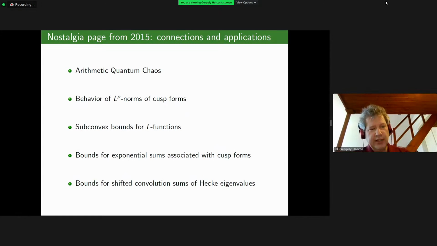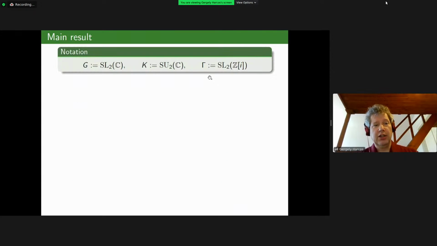And all these themes are interrelated. For example, in improving subconvexity bounds you often find yourself in need of sup-norm bounds and bounds for exponential sums and bounds for shifted convolution sums. And vice versa, certain subconvexity bounds help us prove better sup-norm bounds. So all these topics are interrelated. Okay, enough of motivation. So let me state the main result for us.